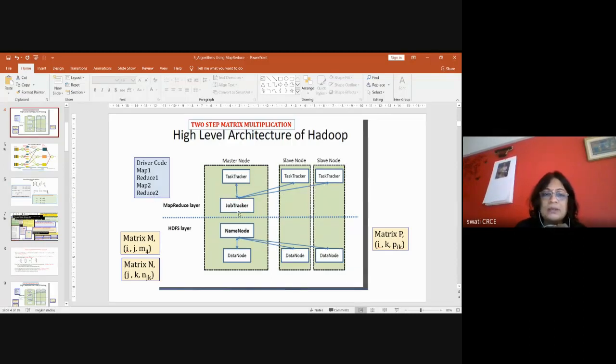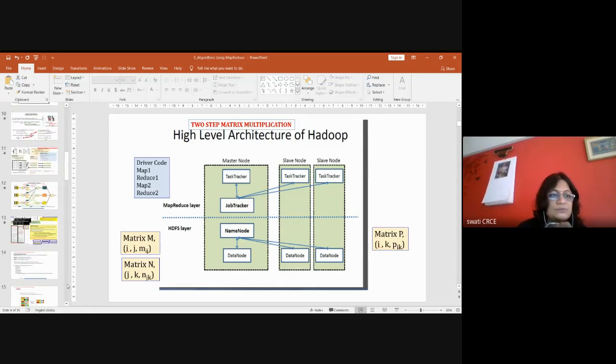Your entire job is submitted to the job tracker. It will identify the mappers and the task trackers, and it will send the mapper and reducer tasks to different task trackers to execute them. There is also a shuffling task which will be done by the Hadoop framework. This is the background that you need to know in order to understand today's lecture.